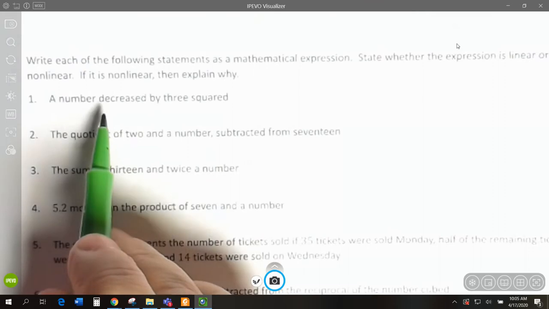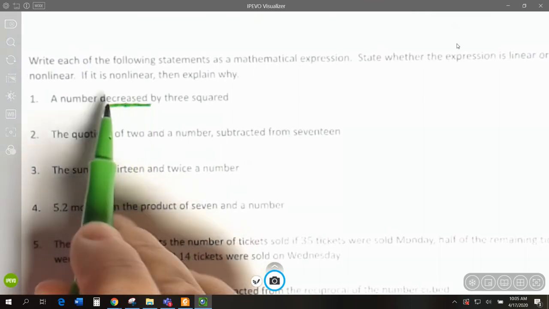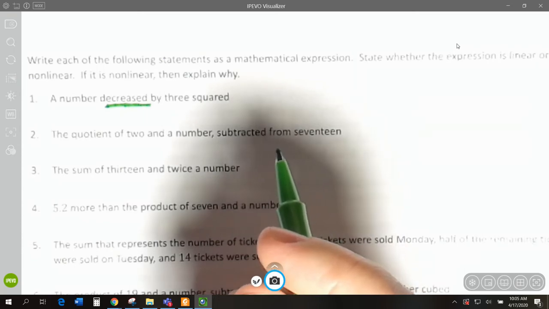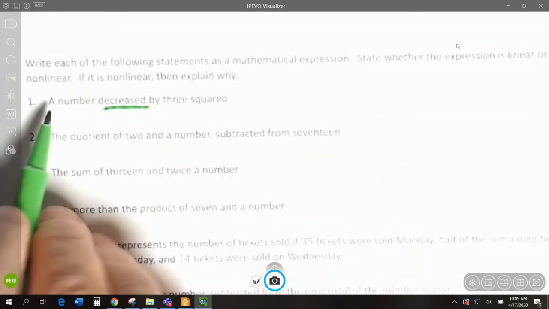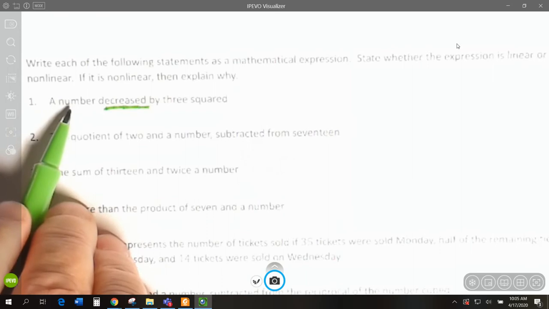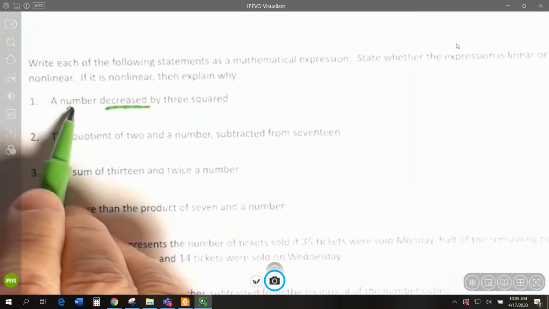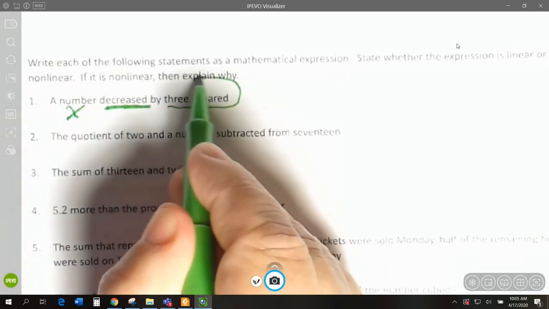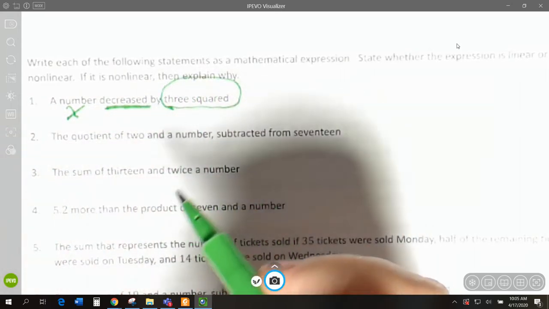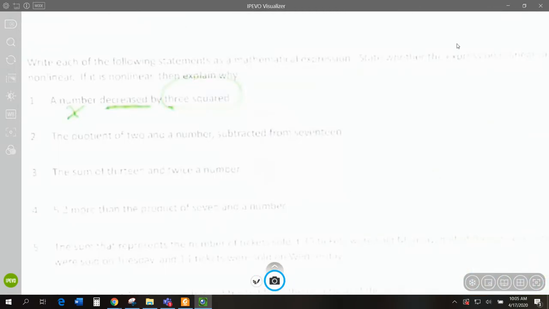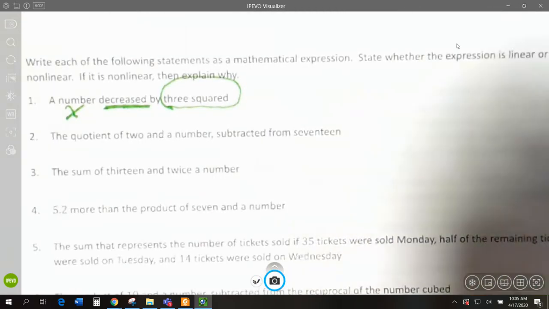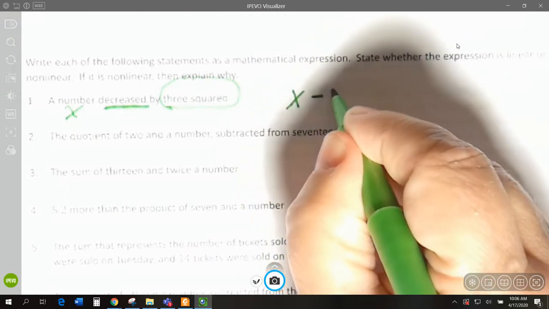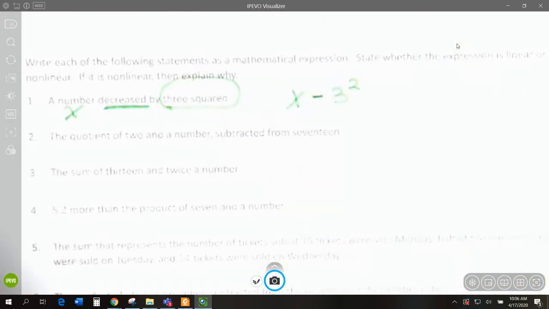A number decreased. Decrease means to subtract. So to decrease a number, do we know that number? No. So we're going to call that number x, right? We're going to decrease it by 3 squared. Remember what 3 squared means? 3 to the second power, right? So we're going to go x, a number, decreased by 3 squared.